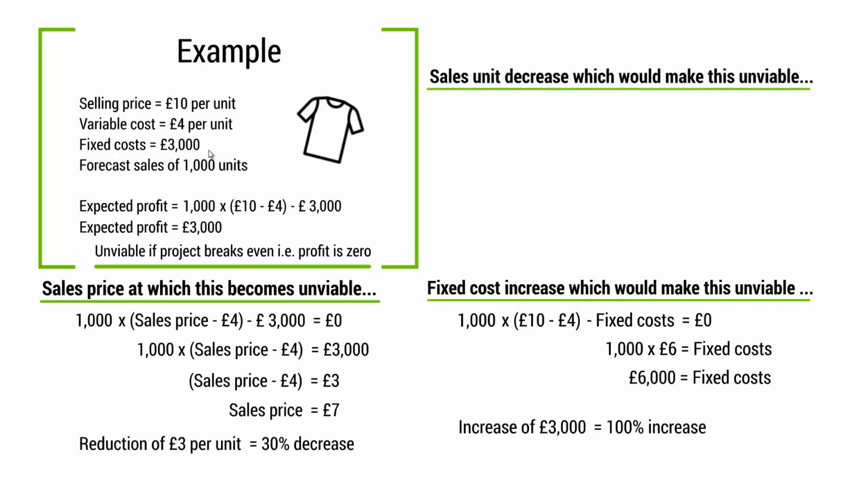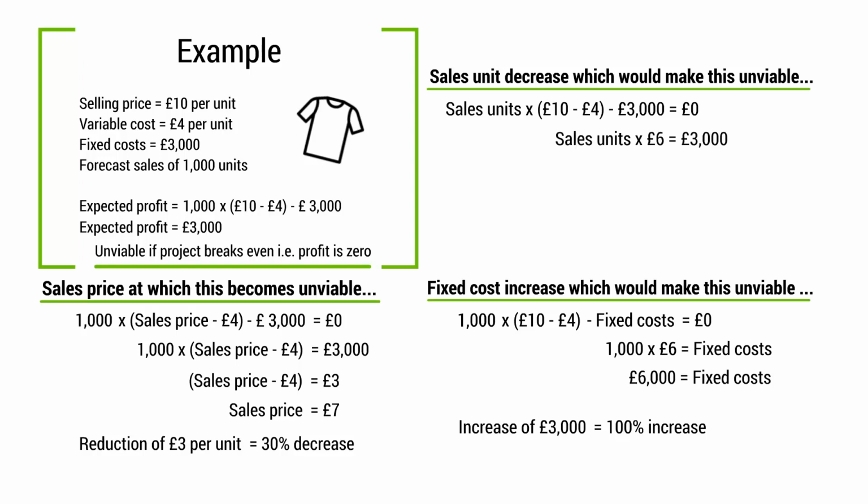And finally, the sales unit decrease. So we're not affecting the price this time. The price is still £10 per unit. We're talking about the actual sales volume. So how much reduction on that 1,000 units would we need before the project becomes unviable? So for the final time, let's bring back our expected profit equation and set it as equal to 0. We've got the sales units multiplied by that contribution of £6 minus 3,000 equals 0.